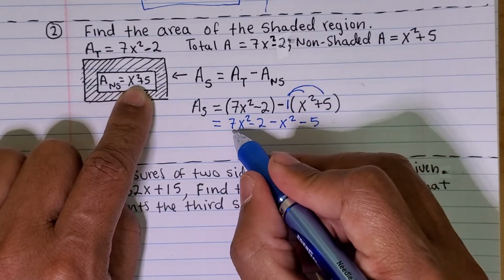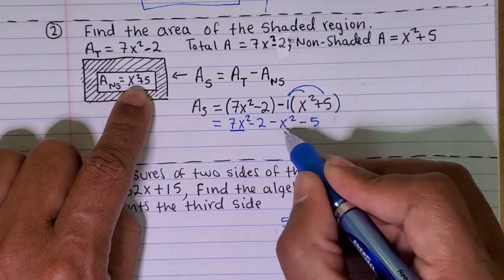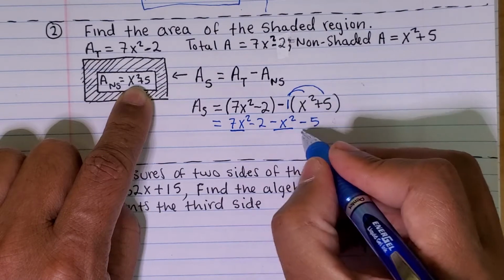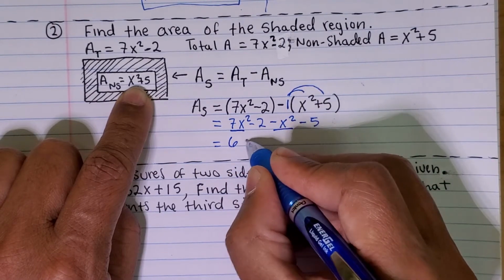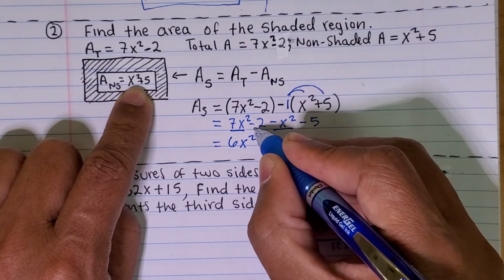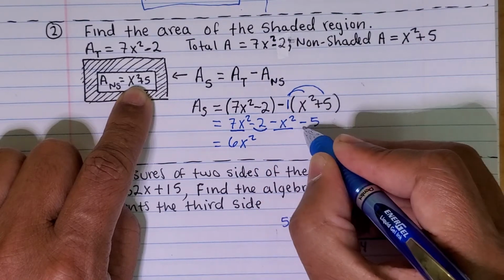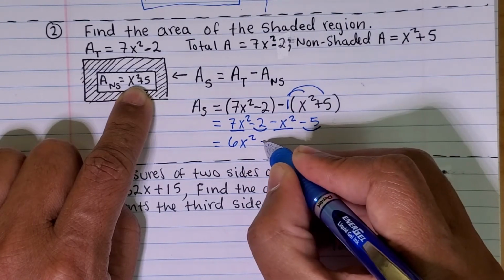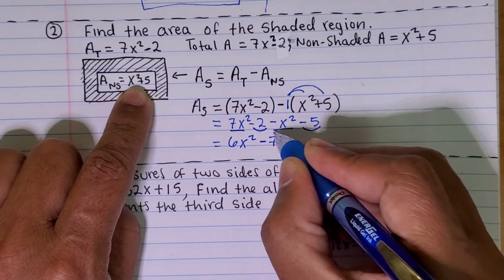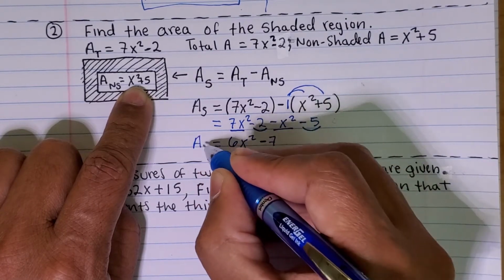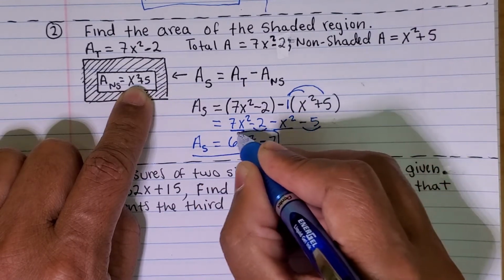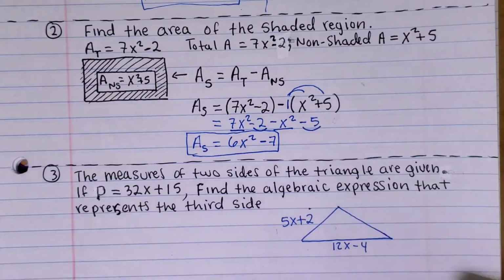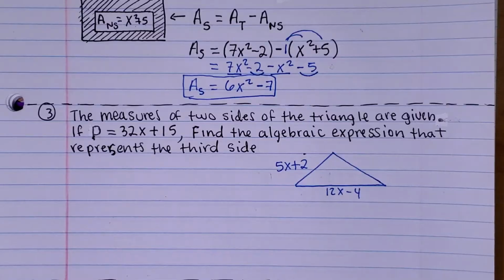And now I see that I have 7x squared and negative 1x squared. When I combine those two, I'm left with 6x squared. And next is going to be negative 2 and a negative 5. Those two combined become a negative 7. So the shaded area is given by this expression here, 6x squared minus 7.